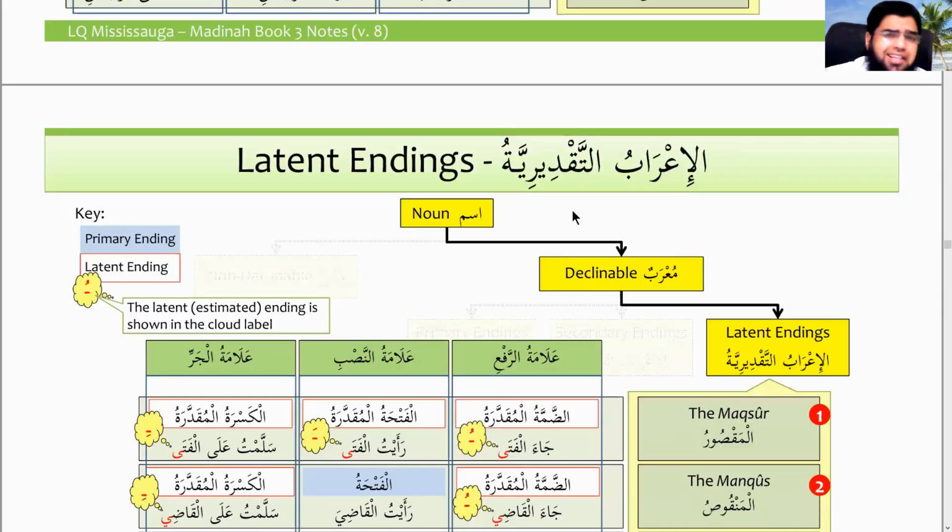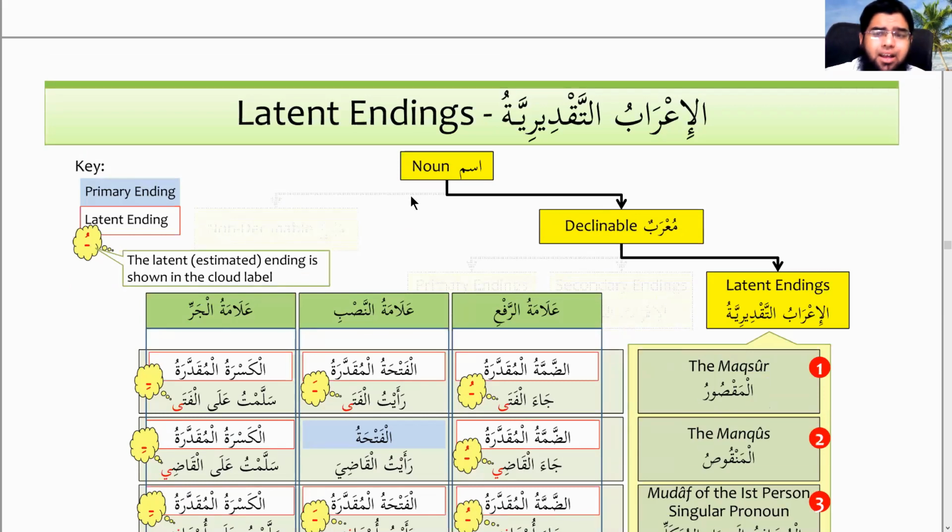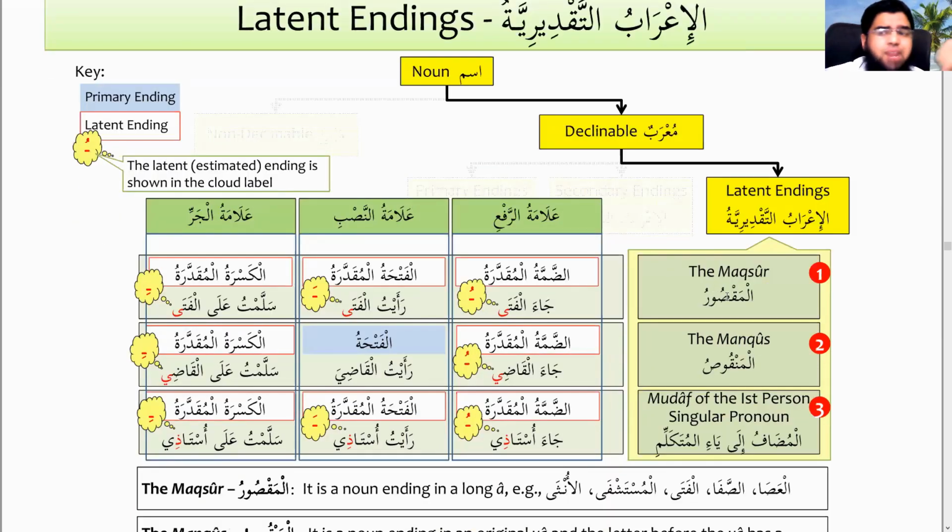Then there's taqdiri, latent endings. It happens in 3 cases, as you said. In maqsoor, this is called ta'azzur. It's impossible. Ja al fata. How is it marfu? You have to think it is a dhamma. Dhammatun muqaddara. Ra'aytul fata. Same. Fathatun muqaddara. Sallamtu ala al fata. I said salam to the fata. Kasratun muqaddara. Same in maqsoor.